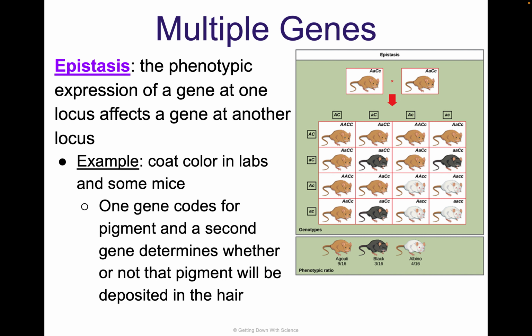So one gene codes for a pigment, in this case, a black pigment. Another gene codes for an albino, and we have what's called an agouti, which is a combination. So one gene codes for a pigment, a second gene determines whether or not that pigment will be deposited into the hair. So one gene controls another gene. If you have a gene that is for pigment and coat color, but you do not have the gene that suppresses it, then you will have a pigmented coat color, right? So some genes work together. We call this epistasis.